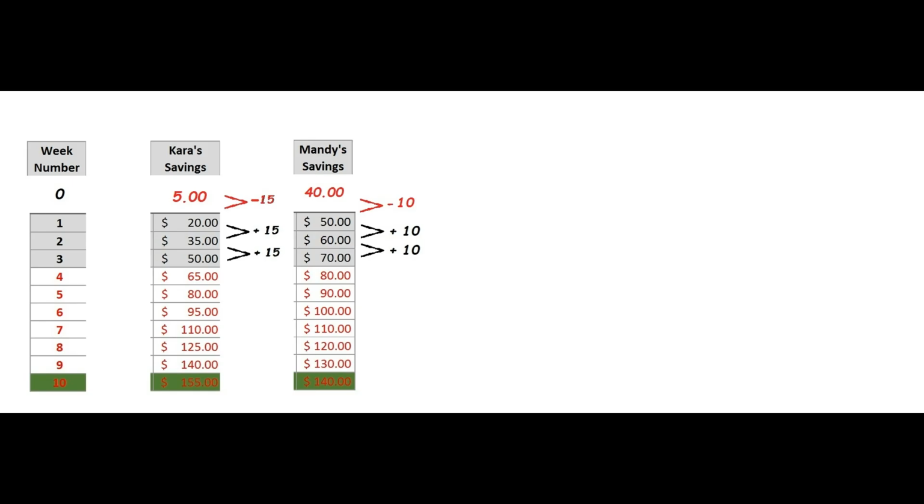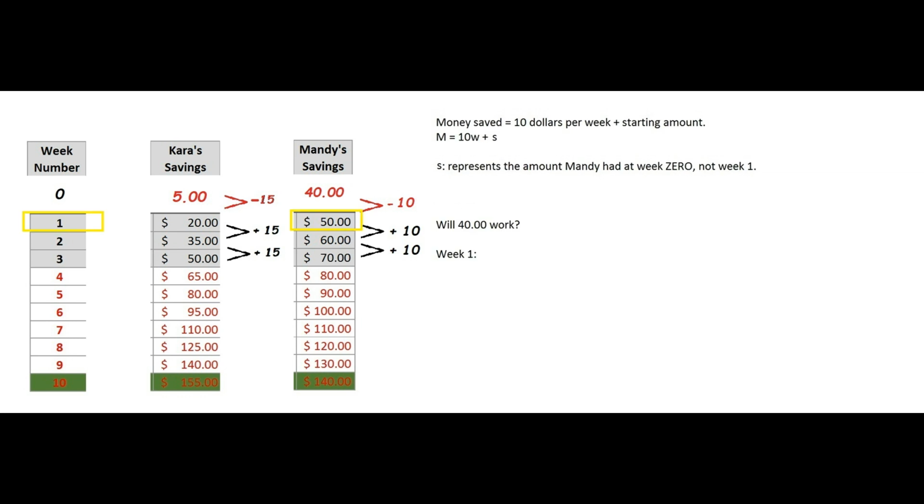So let's see if that works for our week 1 and our week 10. The money saved here is $10 per week plus a starting amount. M equals 10W plus S, the same way we started with Kara. So S represents what Mandy had at week 0. So again, let's plug in 40. For week number 1, M equals 10W plus 40. M equals 10 times 1 plus 40. 10 plus 40 is 50, so yes, that works for week 1.